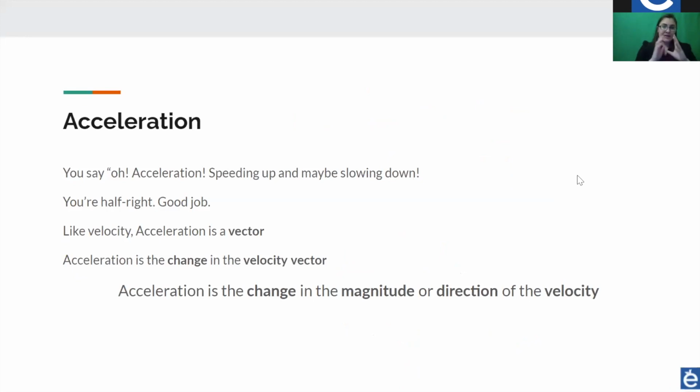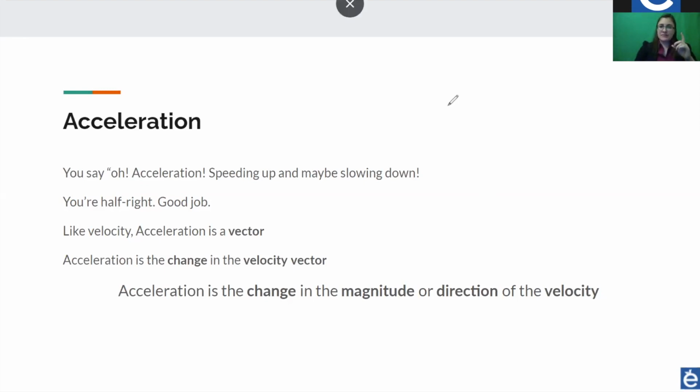Cool. Next step, acceleration. Okay, you're familiar with an accelerator. You might think acceleration, speeding up. Okay, also slowing down. Yes, for the purpose of physics, acceleration will also be slowing down, negative acceleration. Also, just like velocity is a vector, acceleration is a vector. So acceleration is going to be the change in the velocity vector.